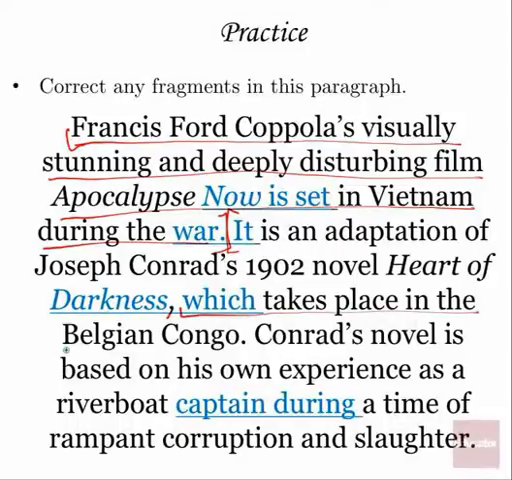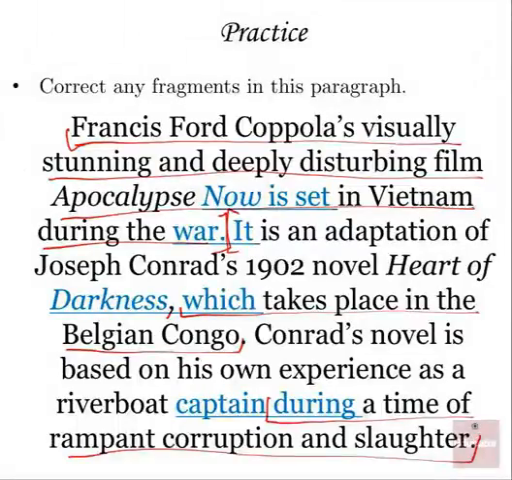Now, we had this subordinate clause which needed to be tacked onto an independent clause in order to make sense. So we've done that. We've taken, it is an adaptation of Joseph Conrad's 1902 novel, Heart of Darkness, independent clause, and we've tacked on the subordinate clause, which takes place in the Belgian Congo. All right. Conrad's novel is based on his own experience as a riverboat captain during a time of rampant corruption and slaughter. Again, this was a prepositional phrase, so it needs to be attached to an independent clause to make sense. We did that by using Conrad's novel is based on his own experiences as a riverboat captain.